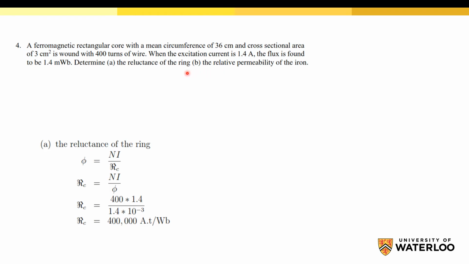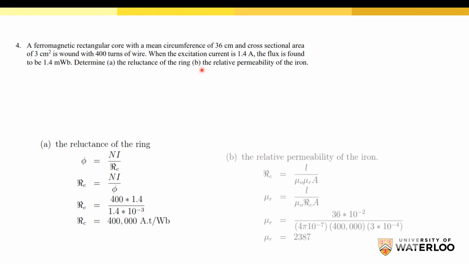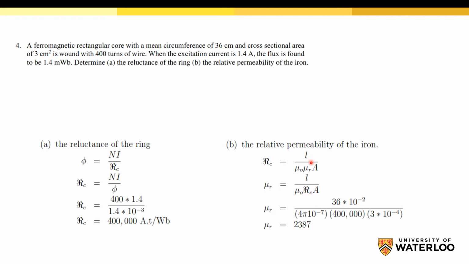But in order to calculate the relative permeability of this iron, we will use another equation for the reluctance, which is the reluctance equal to the length over mu naught mu r times the area. Here we know the length and the area, and the reluctance is calculated from the first part, so the only unknown here is mu r. So that's all for this question.